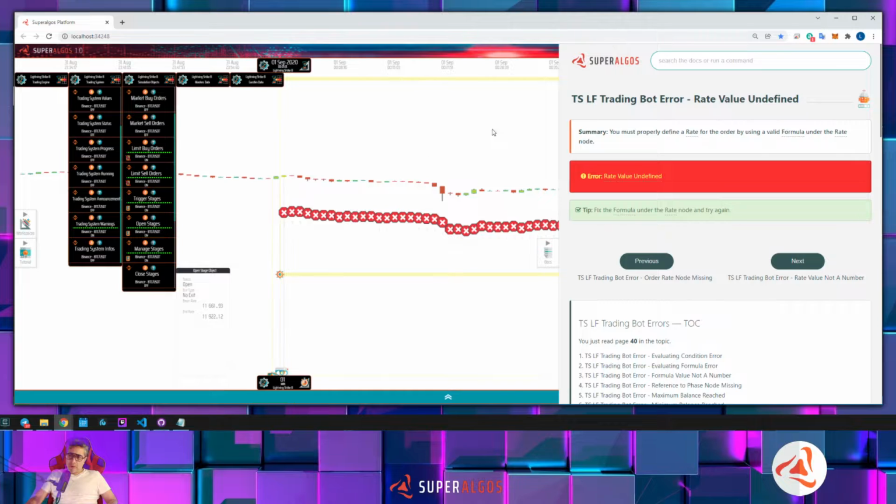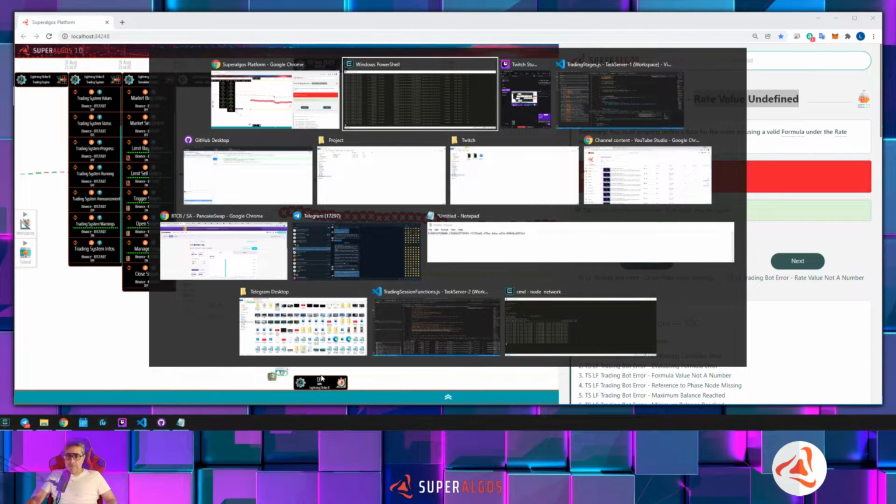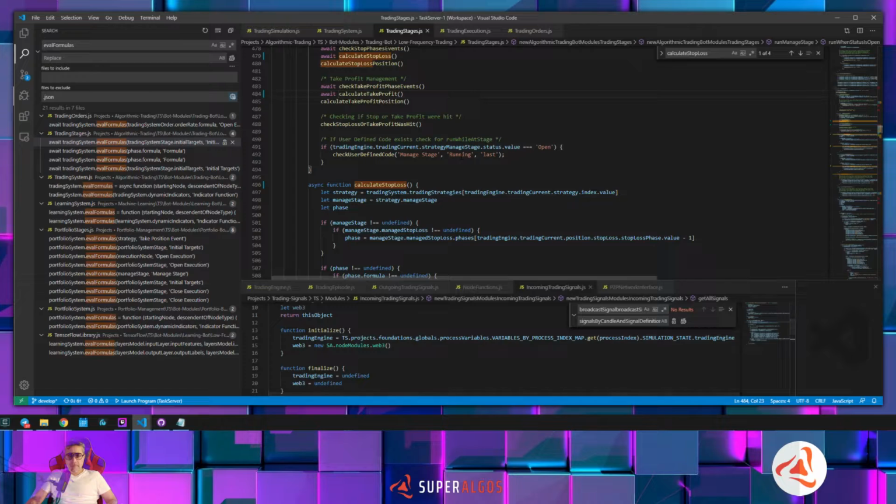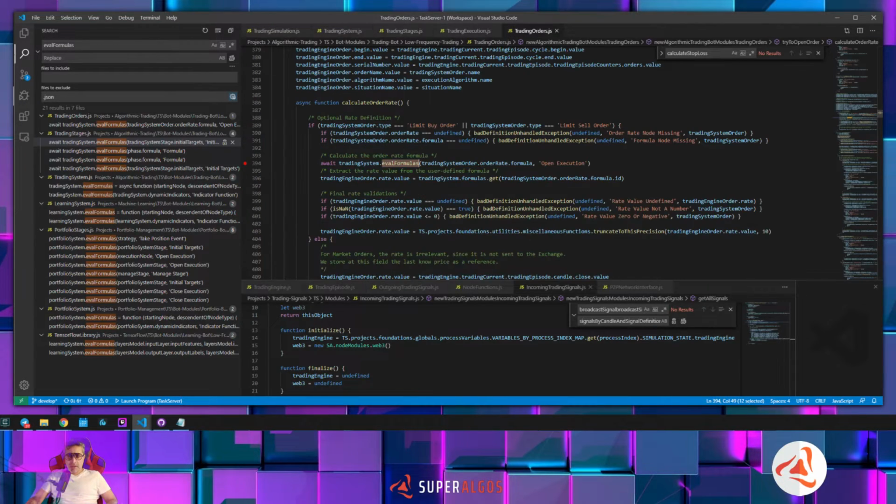Rate value undefined. So what we're going to do is to search for this in the code. And I guess it's over here. Rate value undefined. Oh, look. I can see the problem. This is a filter for the Eval formulas that is only going through this type of node. So probably this was the problem.